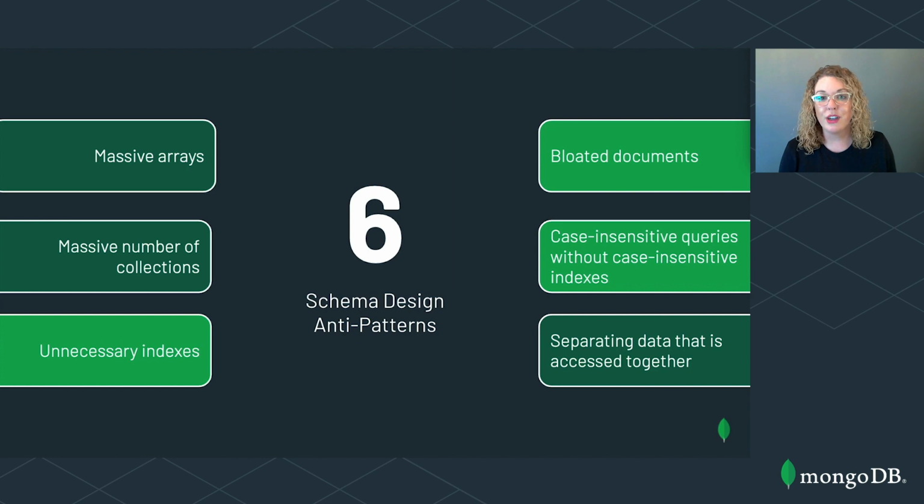So let's summarize what we talked about today. We discussed that indexes are good, but you don't want to create unnecessary indexes. Then we talked about bloated documents. We learned that data that is accessed together should be stored together. If data is related to each other but not actually accessed together, it should not be stored together. And finally, we talked about the importance of having case-insensitive indexes to support case-insensitive queries.